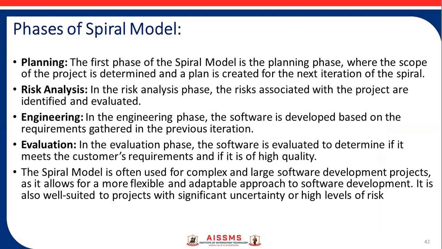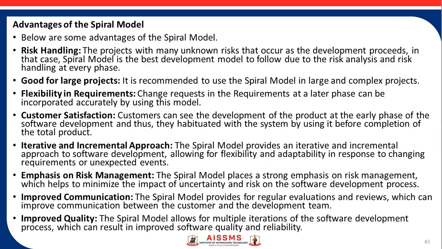Evaluation phase. In this phase, the final system is thoroughly evaluated and tested based on the refined prototype. The evaluation phase allows the customer to evaluate the output of the project to date before the project continues to the next spiral. Routine maintenance is carried out on a continuing basis to prevent large scale failures and to minimize downtime. So these are the phases of the spiral model.